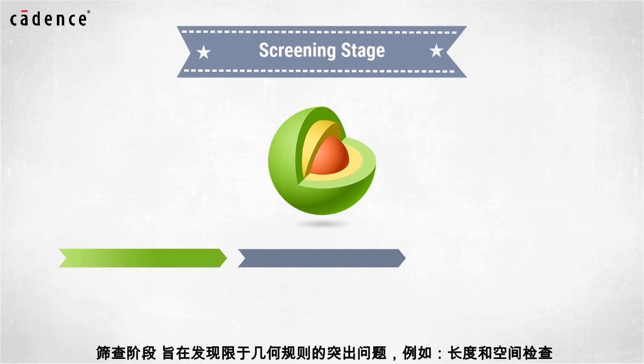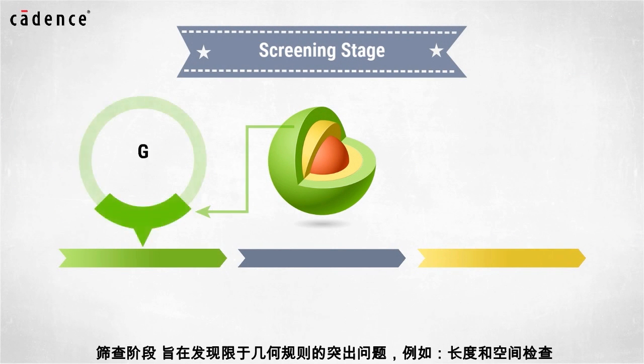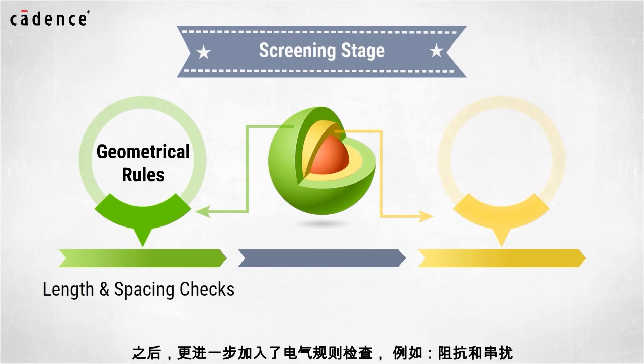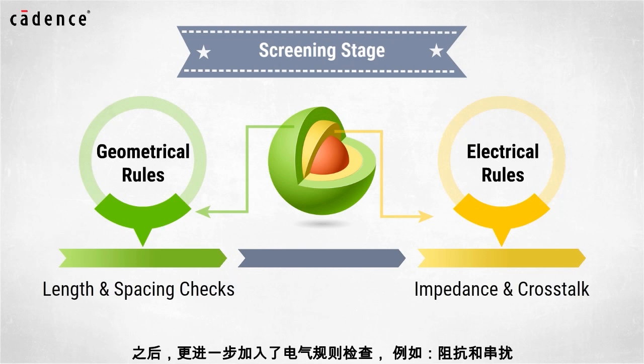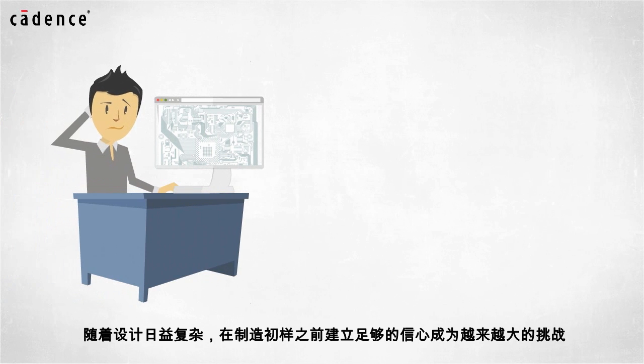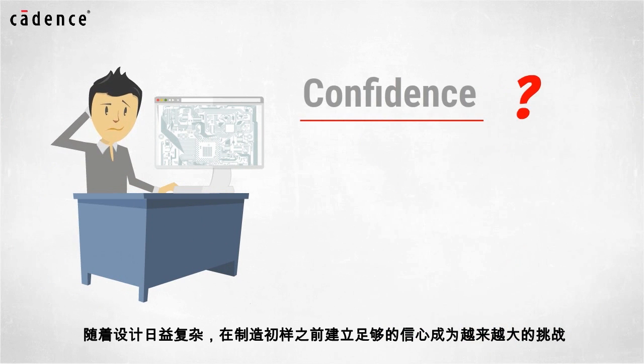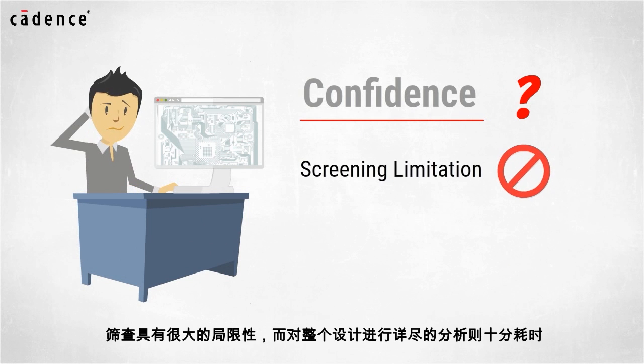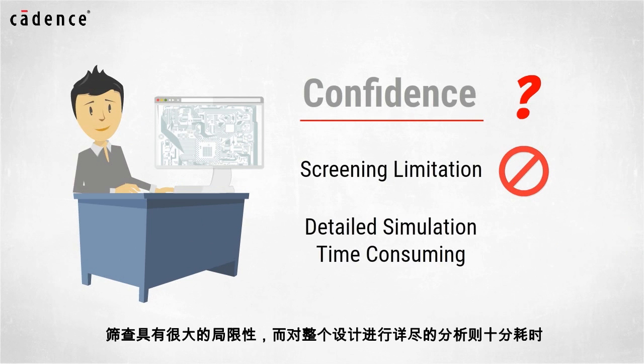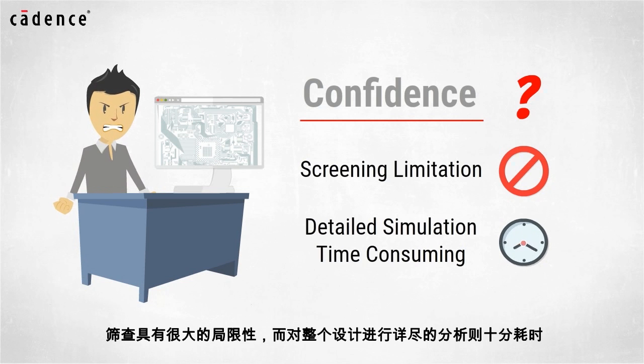The screening stage is meant to catch glaring problems that used to be limited to geometrical rules such as length and spacing checks. Eventually, electrical rules such as impedance and crosstalk were added to this screening portion of the PCB design flow. With today's complex designs, establishing confidence before building a prototype is becoming a greater challenge. Screening has its limitations, and to perform detailed simulation on a full design is likely too time-consuming.